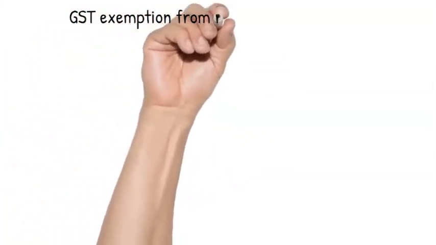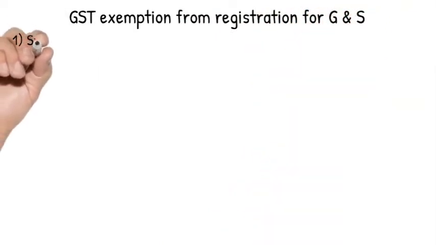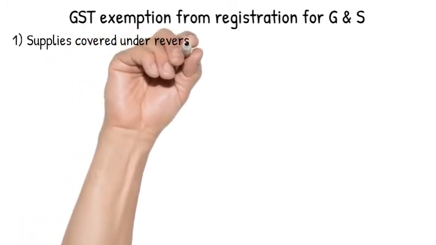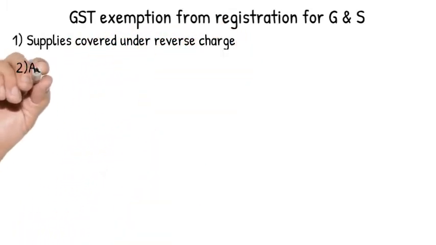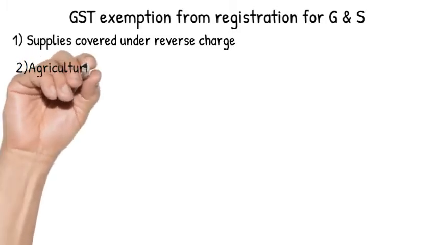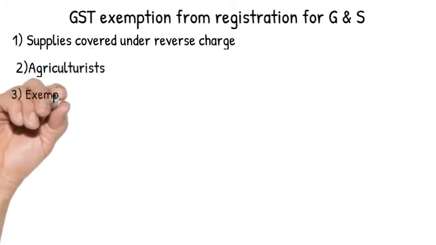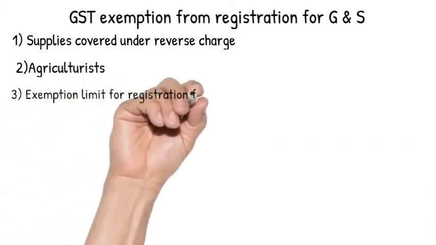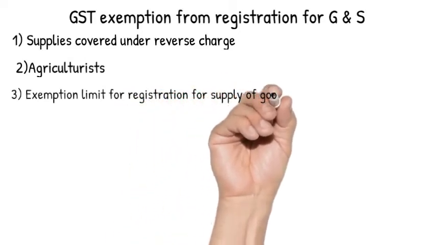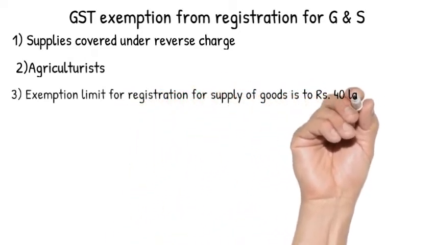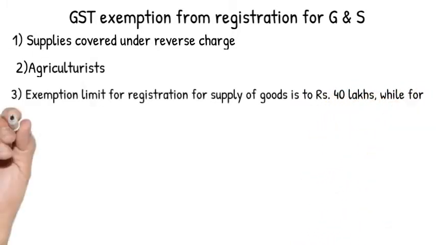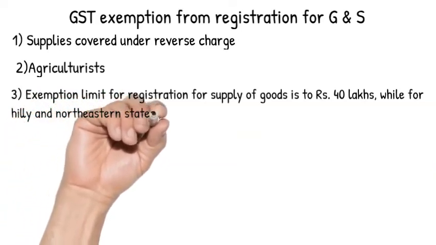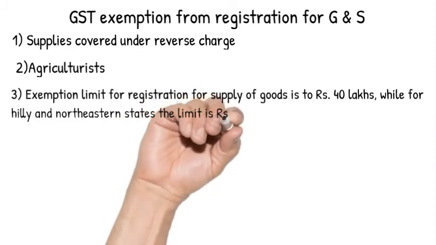GST exemption from registration for goods and services. The following are the categories which are not required to take registration under GST. First, persons making supplies covered under reverse charge. Second, agriculturists. Third, the exemption limit for registration for supply of goods and services is Rs 40 lakhs, while for hilly and northeastern states like Uttarakhand, Himachal Pradesh, Tripura, Sikkim, Nagaland, Mizoram, Meghalaya, Manipur, Assam, Jammu and Kashmir, Arunachal Pradesh, the GST exemption limit for goods suppliers is 20 lakhs.